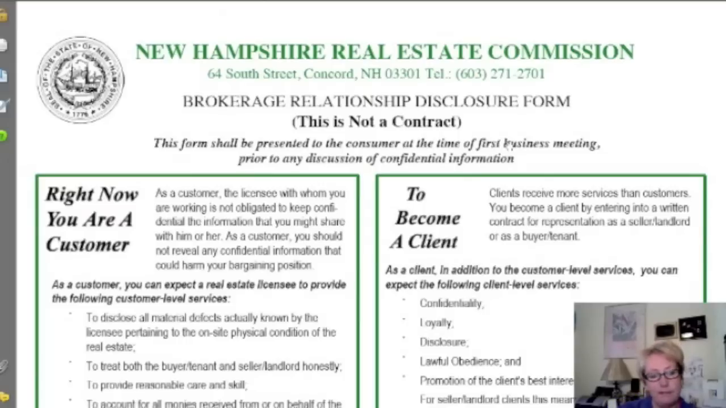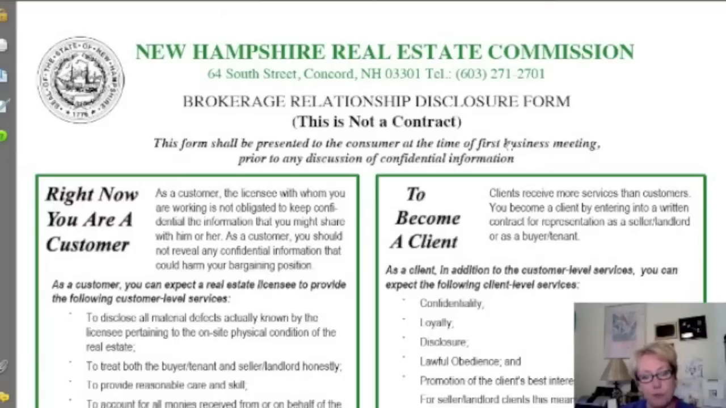This form is basically something that a real estate professional is required to go over with the consumer at their first business meeting. And that means that the agent has to explain who they represent or don't represent in the transaction before they start asking deep, probing questions. Those types of questions are really off limits, unless you're in a contractual relationship.